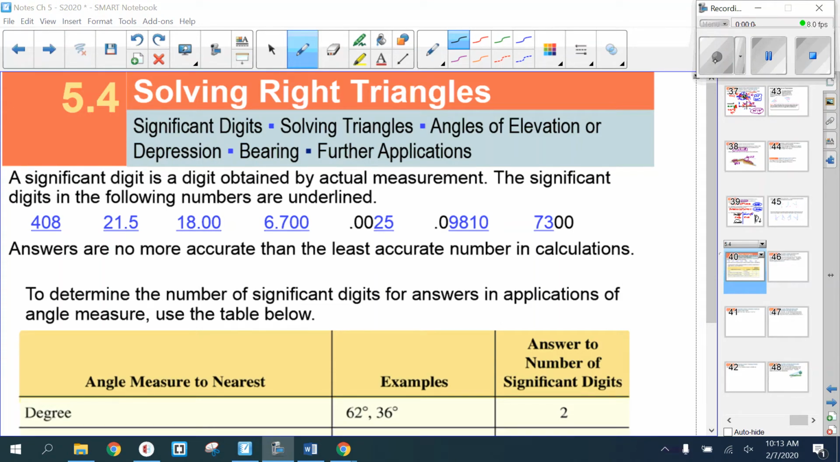5.4, solving right triangles. When they say solving right triangles, basically what they mean is find all the missing parts. You're going to get some sides and angles. You'll have to find the rest of the sides and angles.